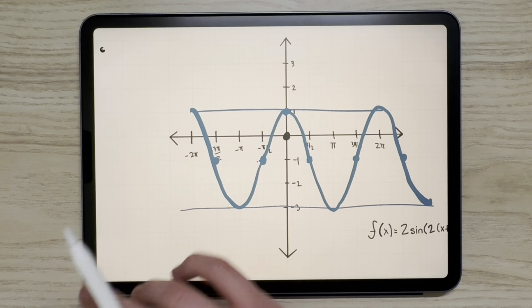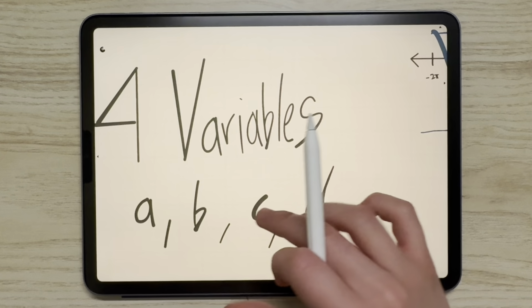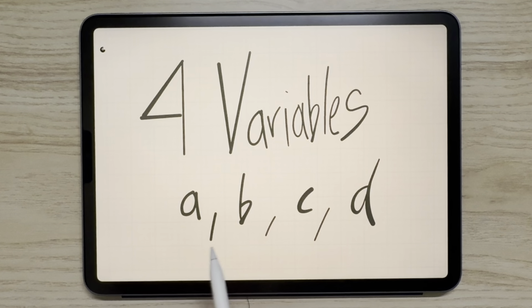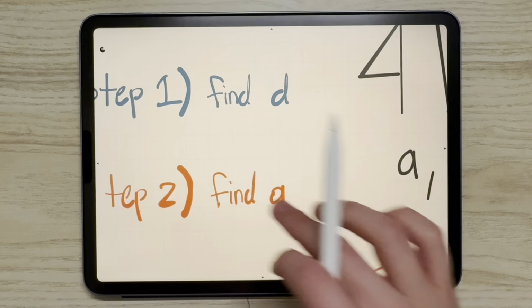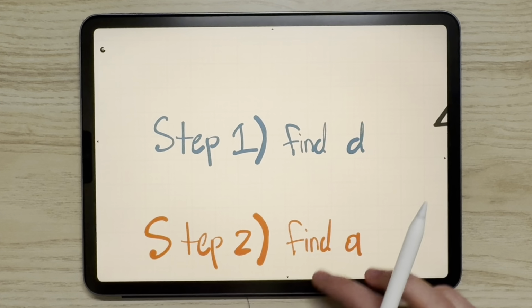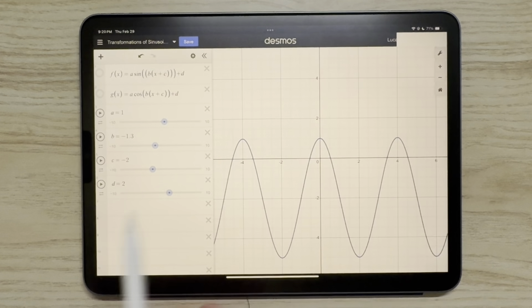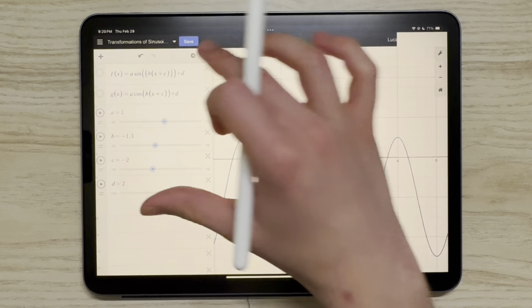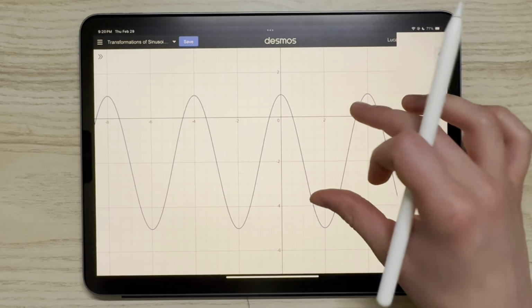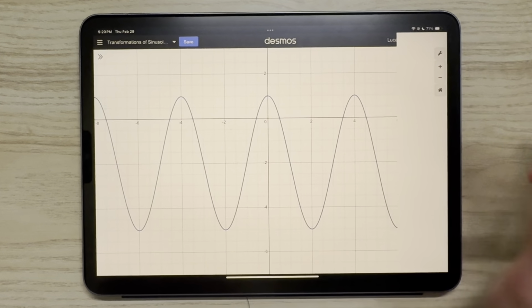So now that we've gone forwards and found a graph given the function, we need to find the function given the graph. So we're going to go backwards. And to do that, we need to just find the four variables, A, B, C, and D. And we're going to use a four-step process, one step for each letter. First, we're going to find D. And I actually have a function prepared. So imagine you have a graph like this and you want to figure out the function.